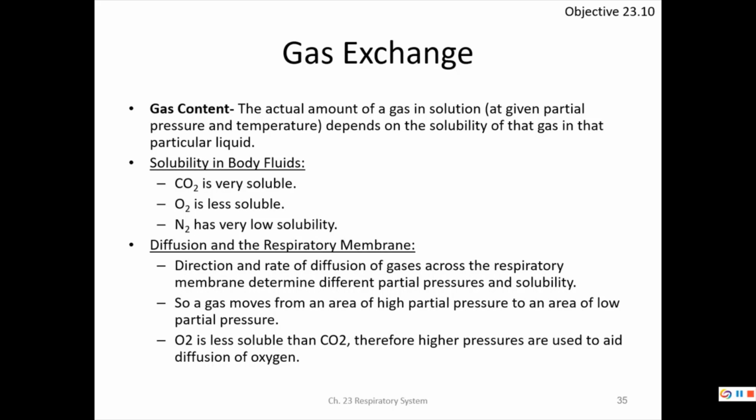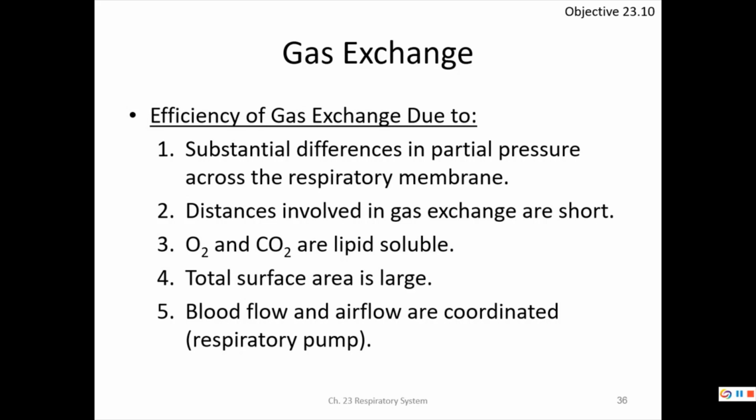Now, to increase efficiency, you need to have differences in partial pressures. Gases will move from high partial pressure to low partial pressure. We're going to talk about that. We have very short exchange distances because the alveolar epithelium and the endothelium of the capillary cell share the same basement membrane. And O2 and CO2 are relatively lipid soluble, so they'll go through. CO2 is more soluble, and it's actually quite soluble because of the chemistry of it. When it gets into plasma, it's going to react and be converted, and there's some cool chemistry that happens.